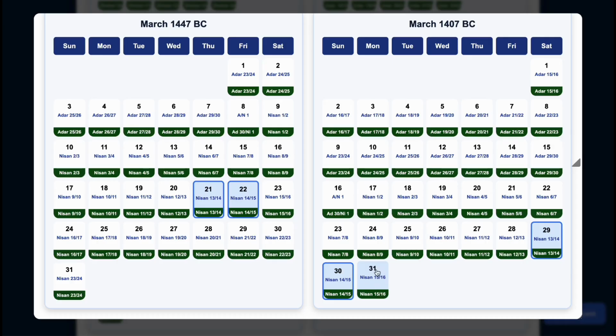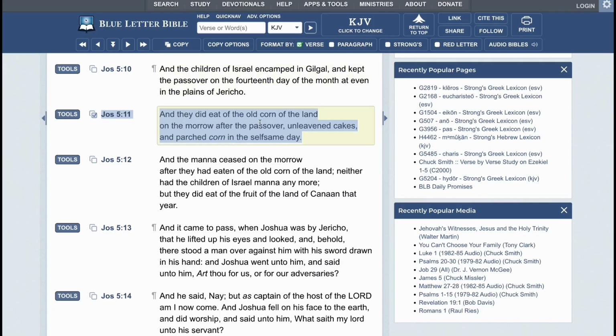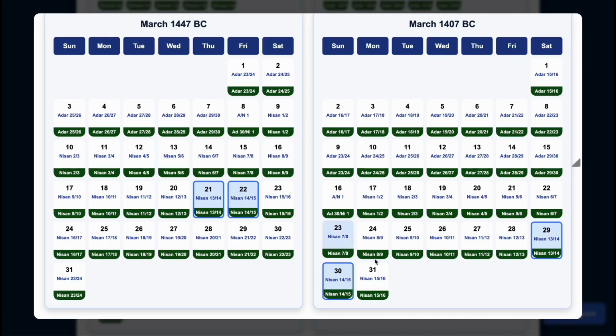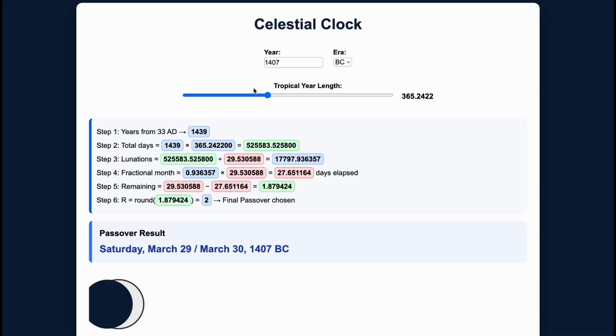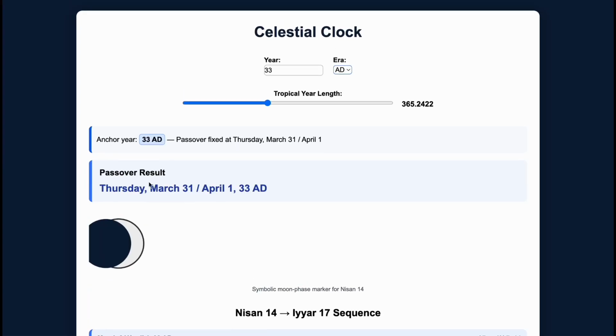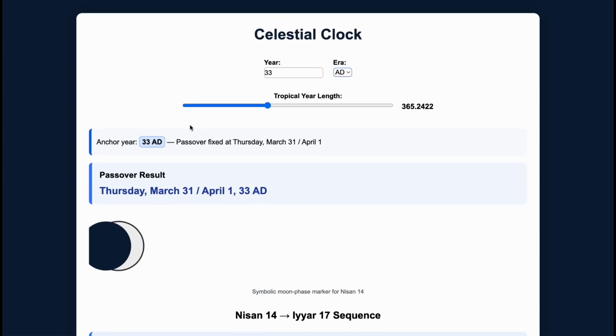This would be March 31st. And we read, after the Passover, unleavened cakes and parched corn in the selfsame day. Now this is actually very curious because March 31st is actually the day that Christ was crucified on the cross. We saw that with the celestial clock tool. In 33 AD, Christ was crucified on Thursday, March 31st.